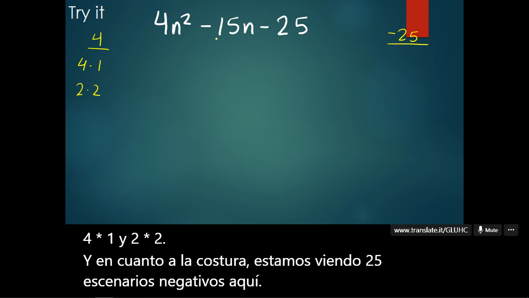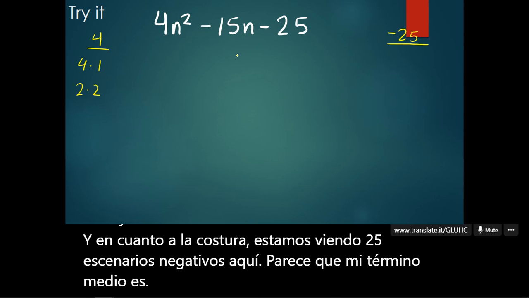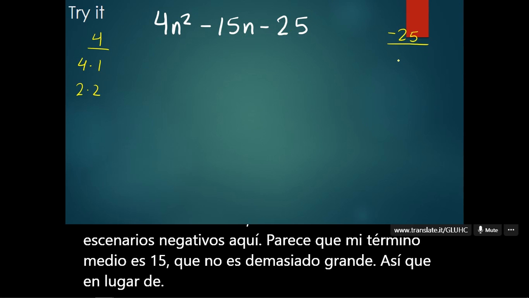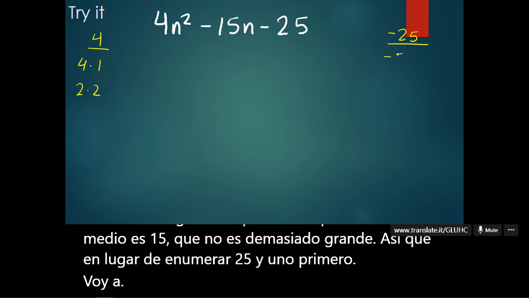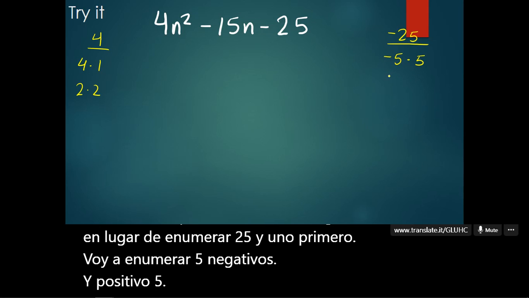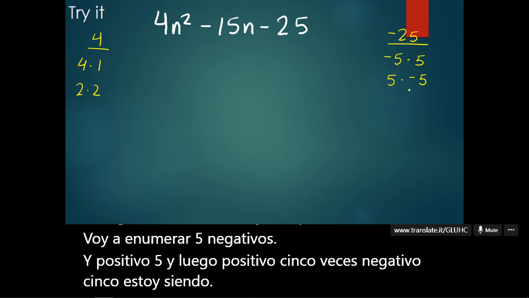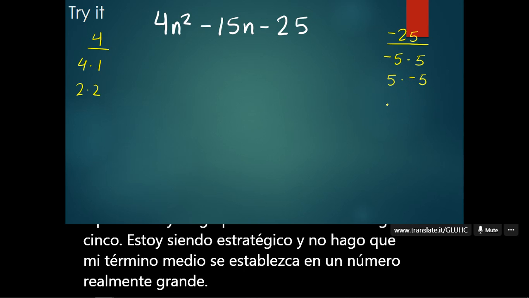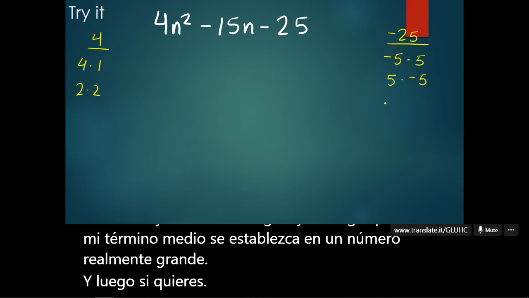It looks like my middle term is 15, which isn't too large. So instead of listing out 25 and 1 first, I'm going to list out negative 5 and positive 5, and then positive 5 times negative 5. I'm being strategic and not making my middle terms add up to a really big number. And then if you want, we can list out all the possible scenarios for the other one.